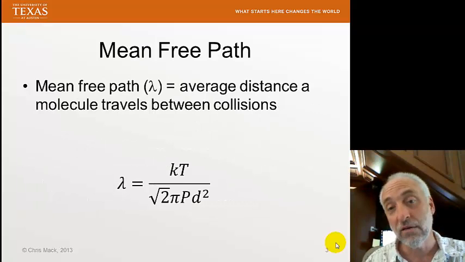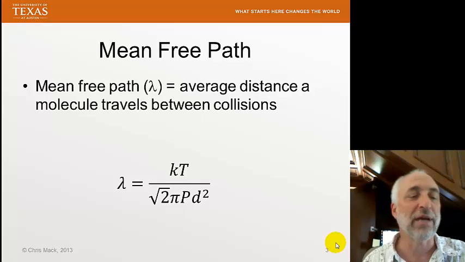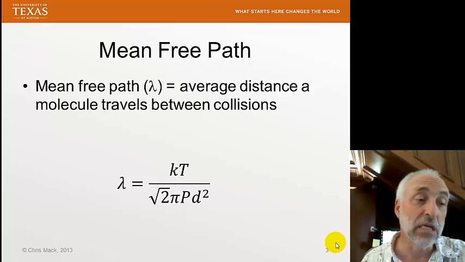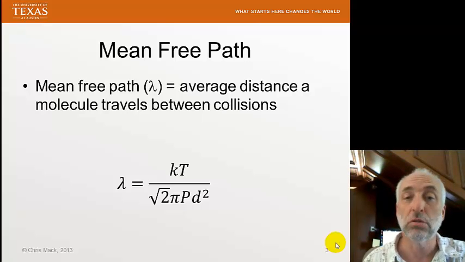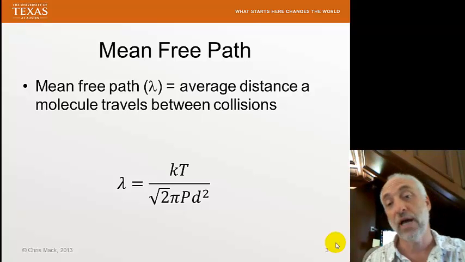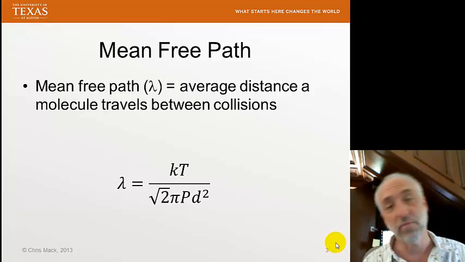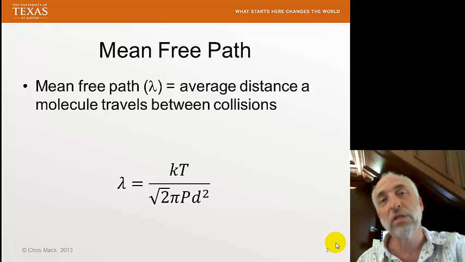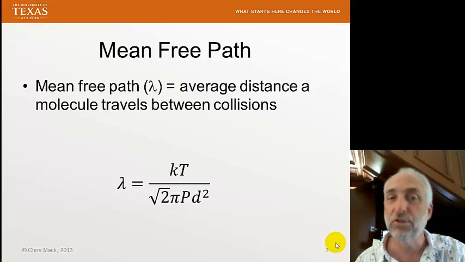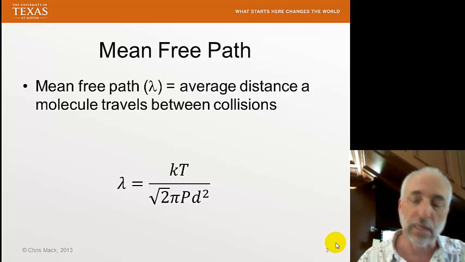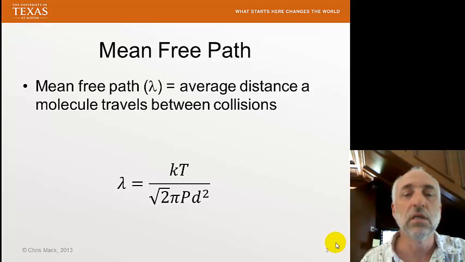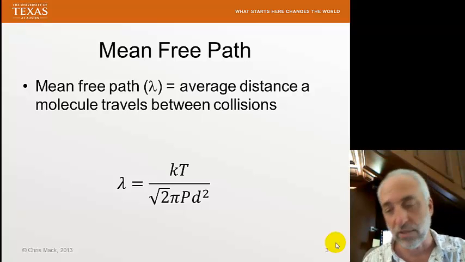One of the key things we think about when we try to decide how much vacuum we need is the mean free path. The mean free path is the average distance that a molecule will travel between collisions. So if I have a vapor, for example, coming out of my melt, how far will it travel in the chamber, on average, before it hits some residual gas molecule like oxygen or nitrogen or something that we didn't pump out? Well, this equation tells us the answer to that.